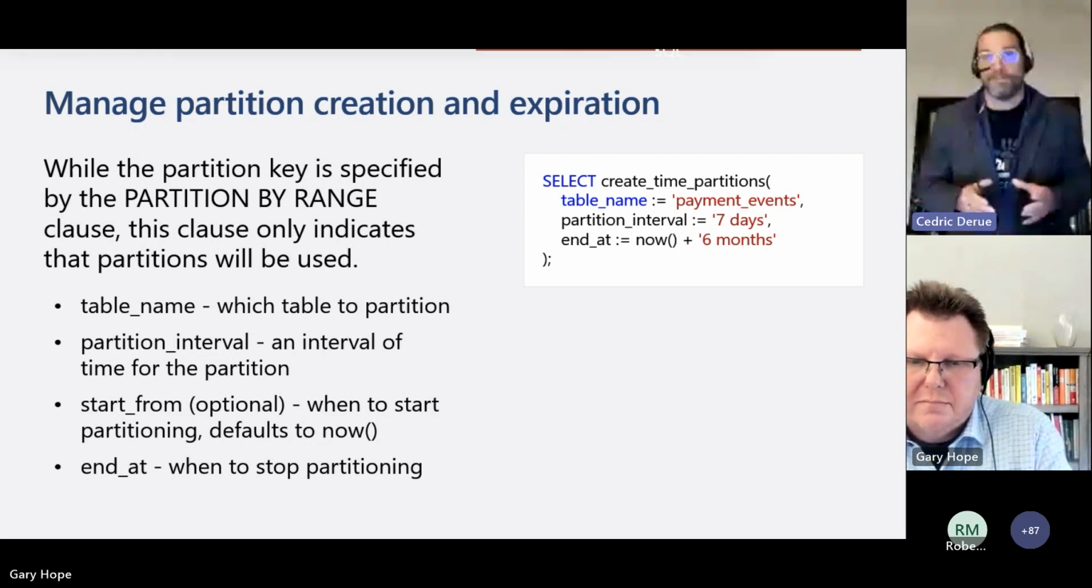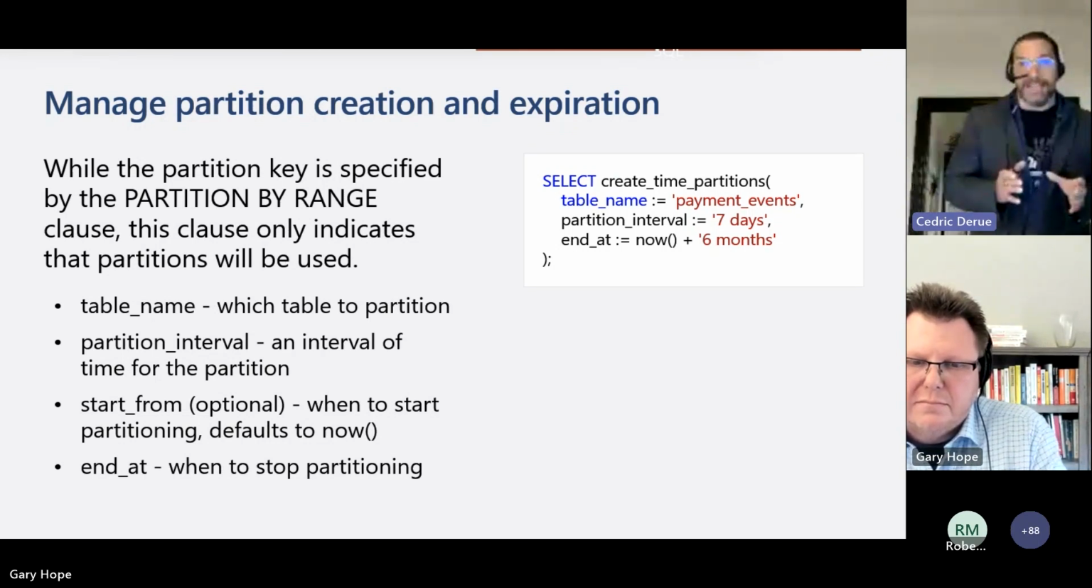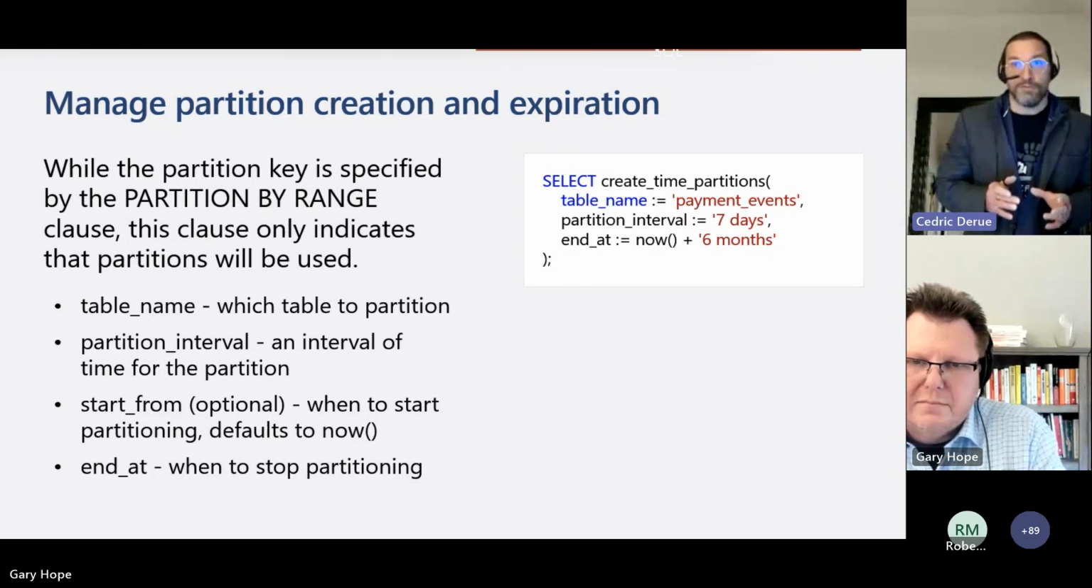For Woodgrove Bank, once the payment events table is created and has the created_at column flagged as its partition column, then we can run the following code to partition the data in 7 day increments.